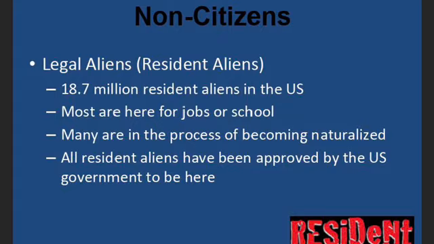We now move on to the non-citizens in our country, and we have 3 different kinds. We have resident aliens, illegal aliens, and refugees. Resident aliens are anyone in our country who is here legally. That's why they're also called legal aliens. The government knows they're here. Many of these people are maybe trying to become citizens, or they're here for jobs or schooling. Any exchange student in our school would be considered a resident alien.